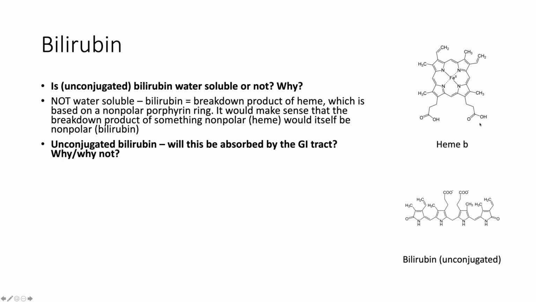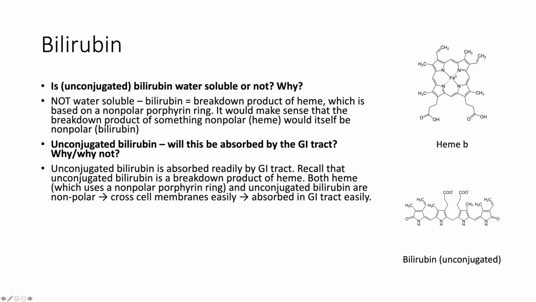And so Feluke, unconjugated bilirubin, will this be absorbed by the GI tract? Why or why not? Because again, it's nonpolar, so generally nonpolar things cross pretty well. This is why urobilinogen, which again is a breakdown product of bilirubin, can be absorbed by the GI tract and why it can end up in your bloodstream and ultimately your urine. Thank you. I didn't know.